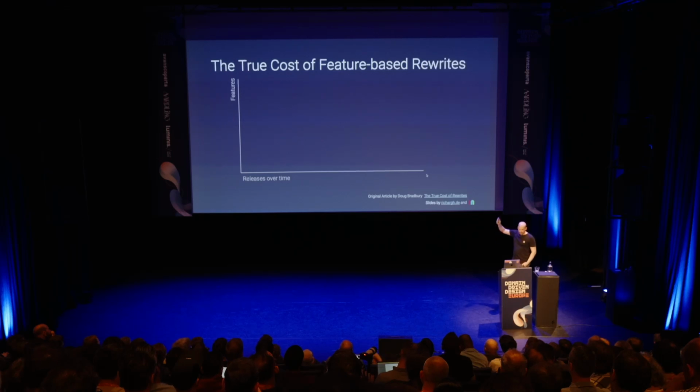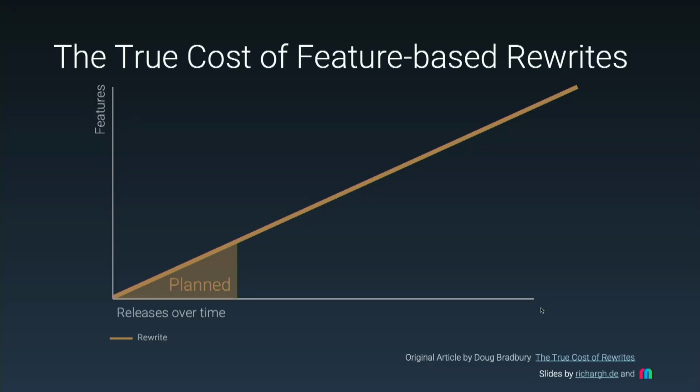Why all the effort to rediscover? We can just start anew, actually. I mean, why even do all this talk? Why talk about it? Because I think the feature-based rewrites have a very, very hidden true cost. You do this, and you have all your features, which are on the y-axis, and this is the rewrite you have planned.